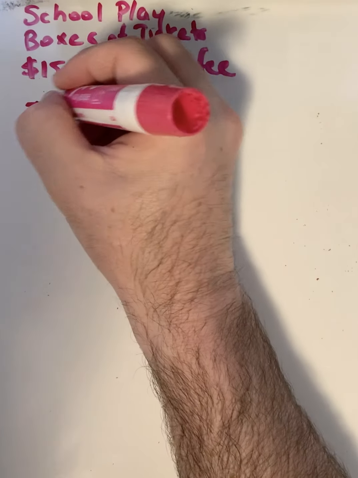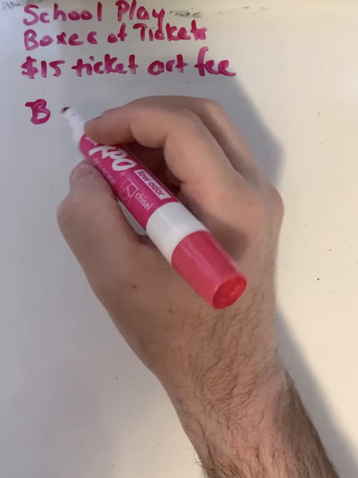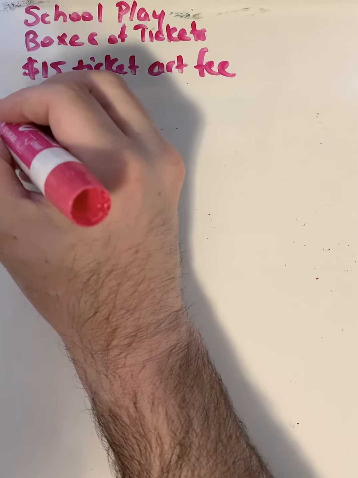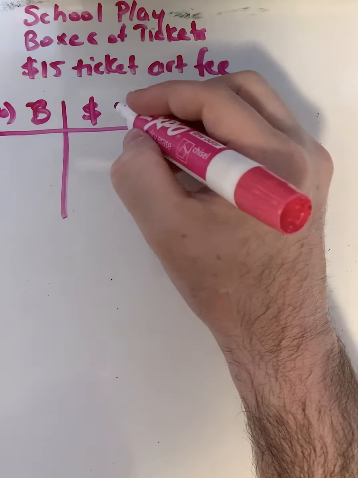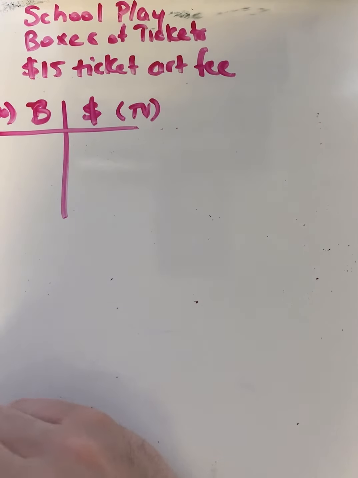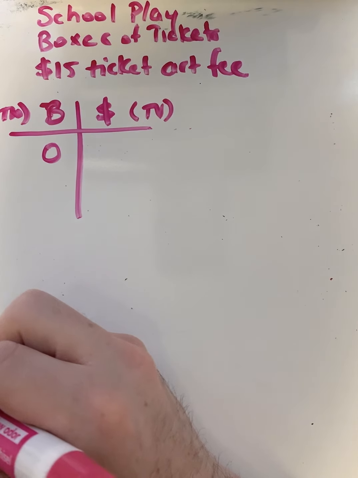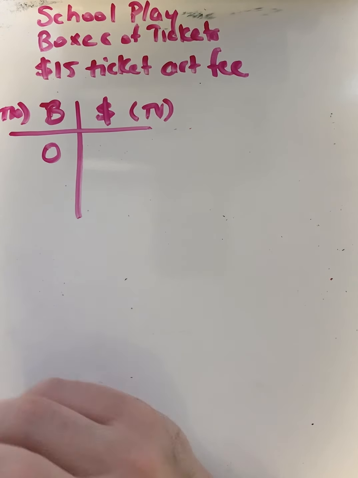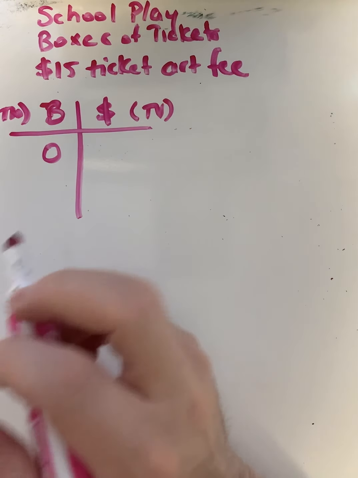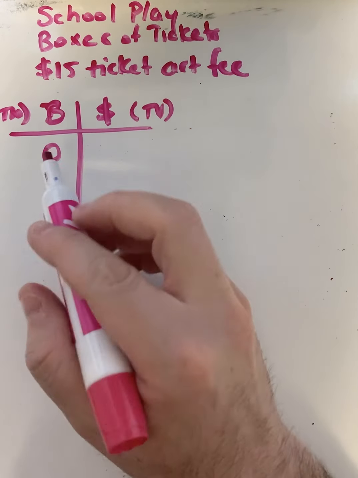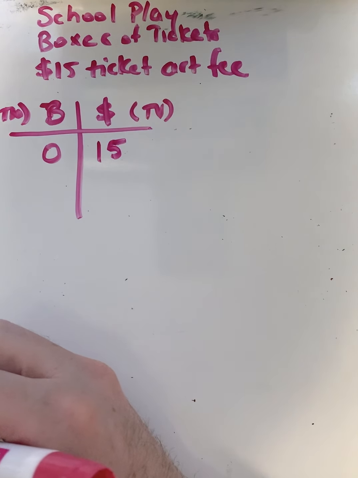So we're going to create our chart. We're going to represent the term number with the amount of boxes that they can buy, and we're going to represent the term value by the cost of it all. So if they buy 0 boxes and they just get the tickets, if let's say they want to see what the ticket looks like, they still got to pay that $15 art fee. So if they buy 0 boxes and they still do the art fee, then we know that the term value is going to still be 15.